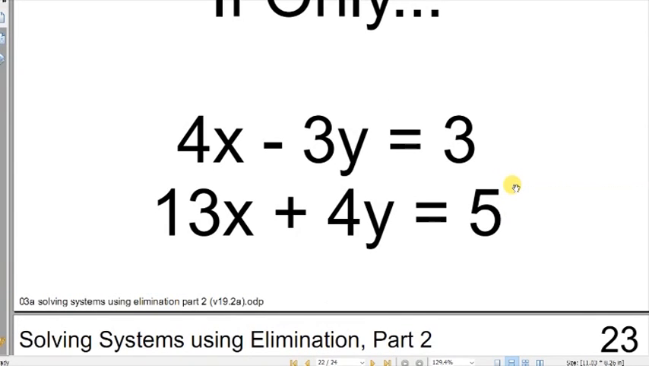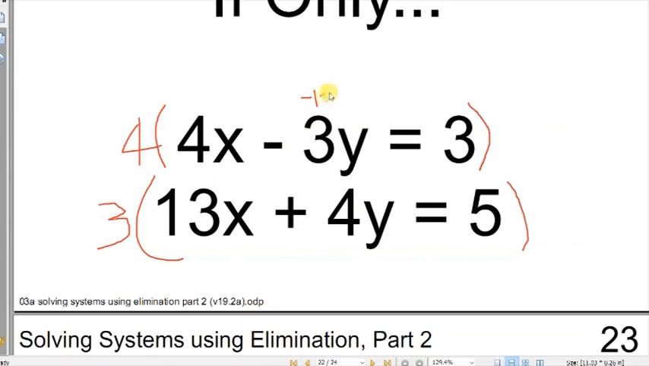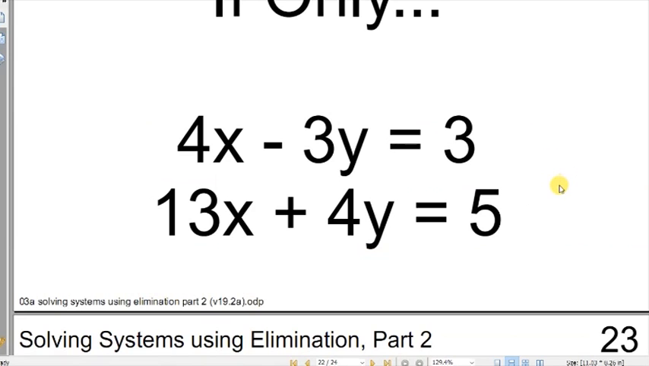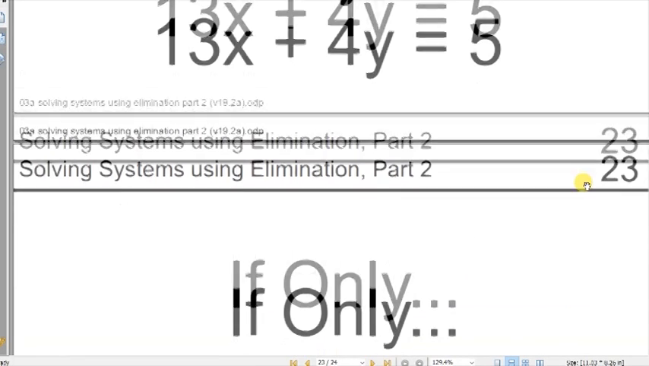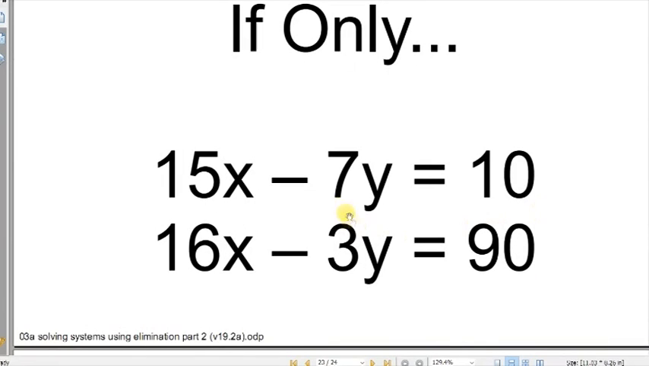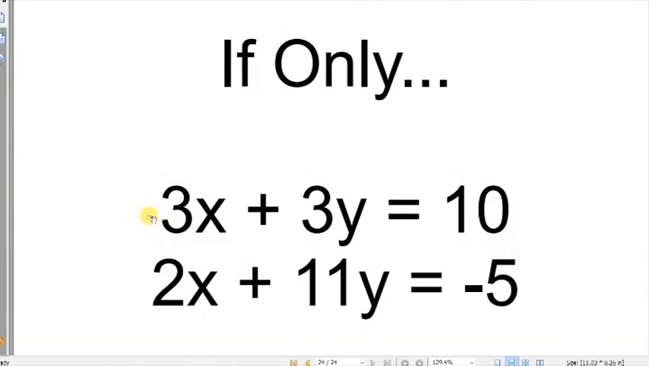What would you do here? Yeah, this is another weird one. I'm probably going to go with the top by 4 and the bottom by 3. That would turn this into a -12y and the bottom into a 12y, and they would cancel out. And this one's just a mess. I say maybe the top by 3 and the bottom by -7. And same thing here. Maybe this one, top by 2, bottom by -3.